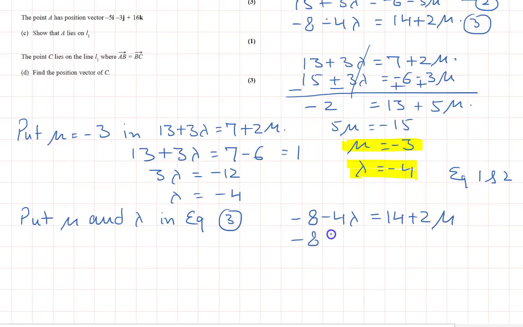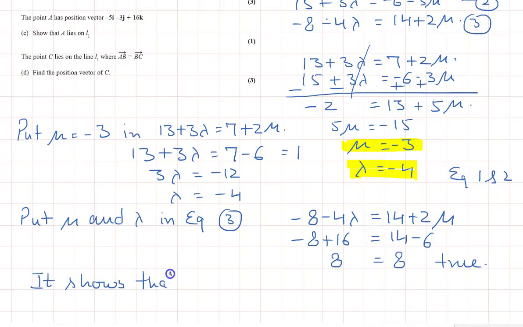Minus 8 minus 4 lambda, that is minus 8 plus 16 is 8, and 14 plus 2 mu, with mu as minus 3, is 14 minus 6 is also 8. So this is true. So it shows that L1 and L2 intersect.